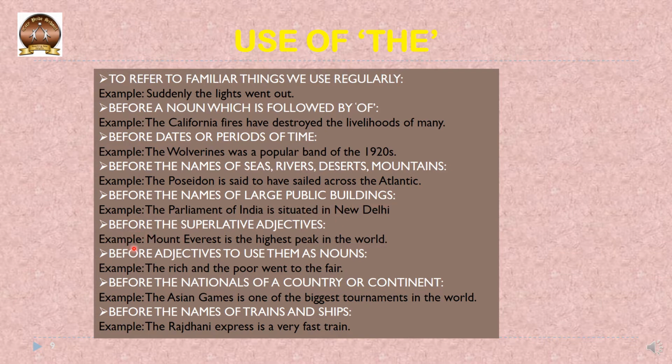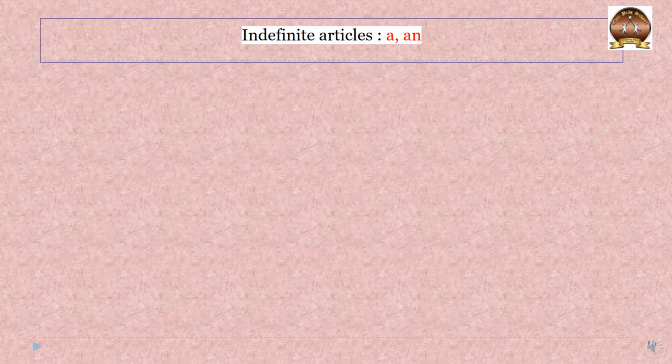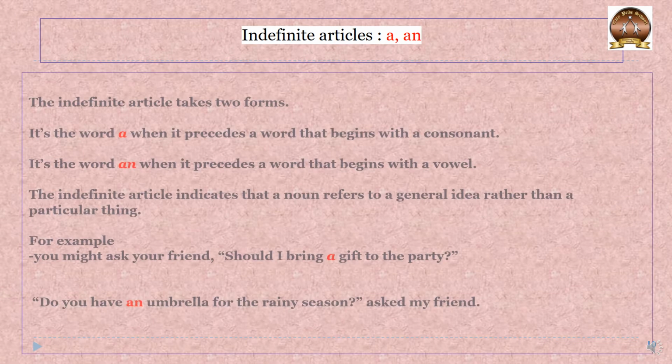Then you have before the superlative adjective, the highest peak. Then before adjectives used as nouns, the rich, the poor. Then before the nationalities of a country or continent, the Asian Games. Then before the names of trains and ships, the Rajdhani Express. Now let's talk about a and an.